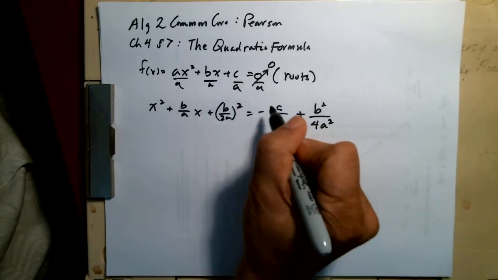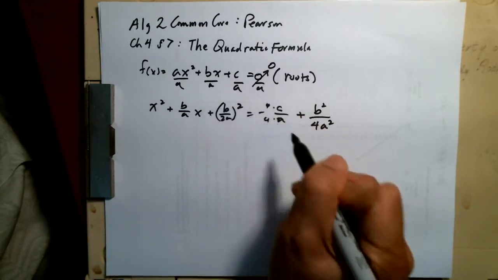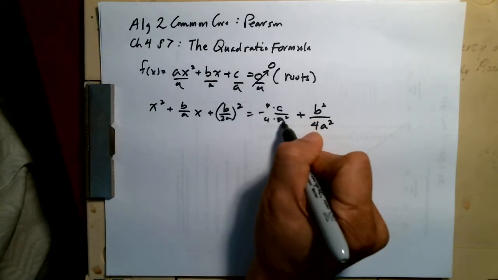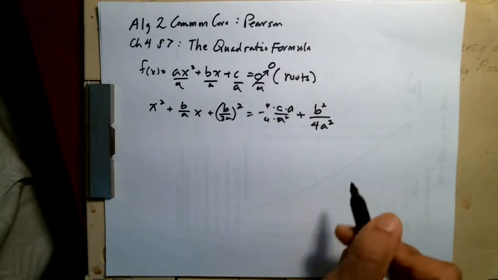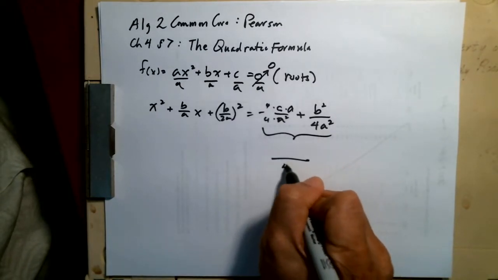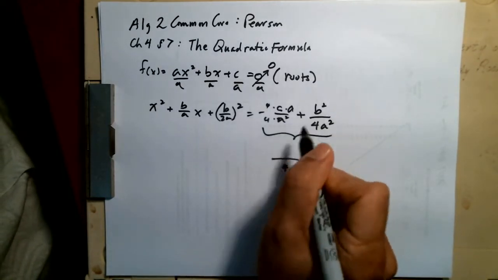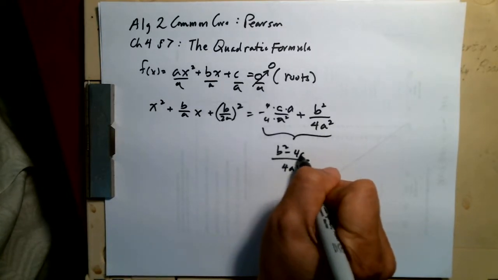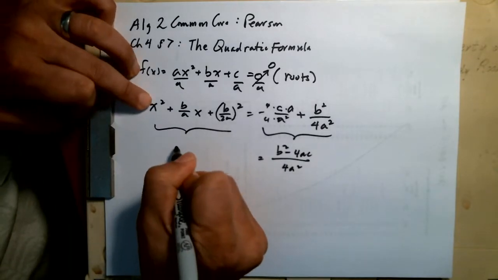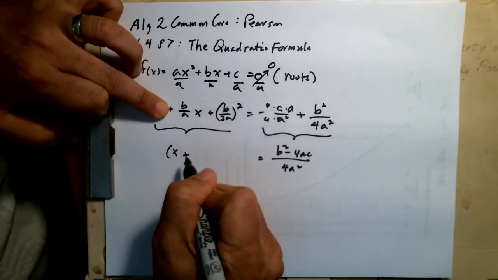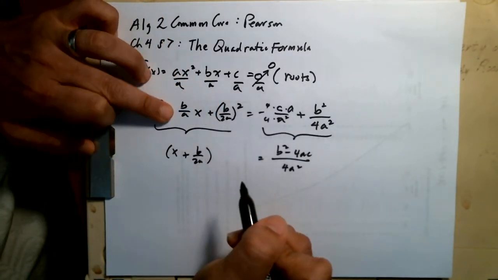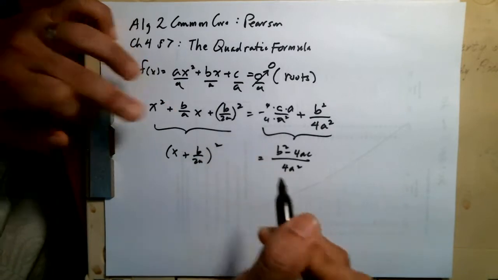I'm missing a 4 on this one, so I'm going to multiply top and bottom by 4. I have to square it, so I have to multiply the bottom by a, multiply the top by a. Cleaning this up, on the denominator, I get 4a squared. On the numerator, I get b squared minus 4ac. I'm going to factor the left side, drop the x without the squared, drop the sign. It's b over 2a. Or you could just take b over a and divide it by 2, squared.